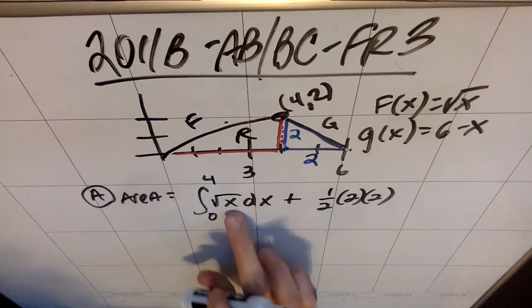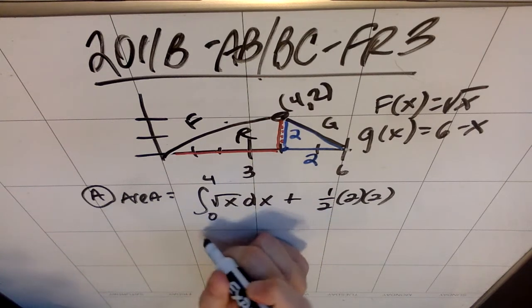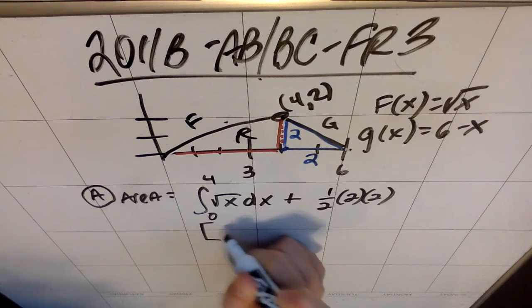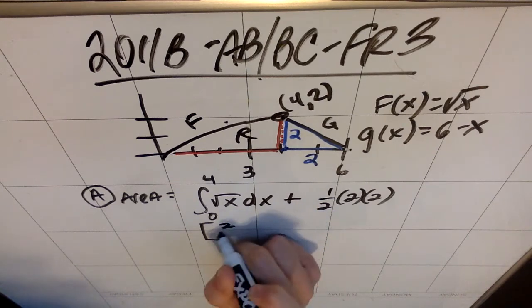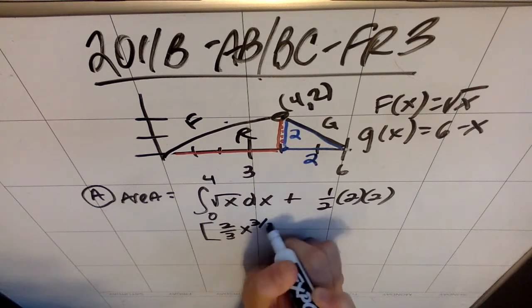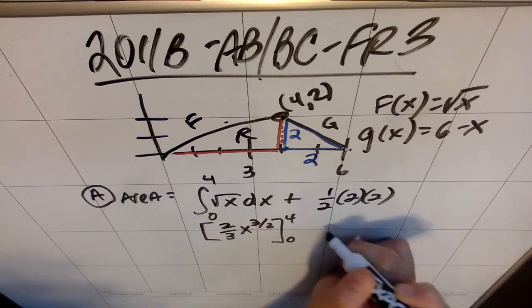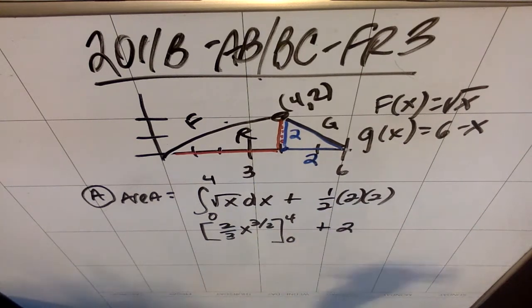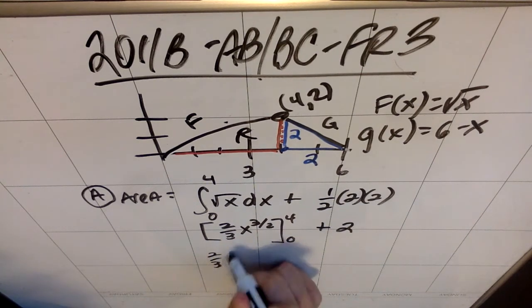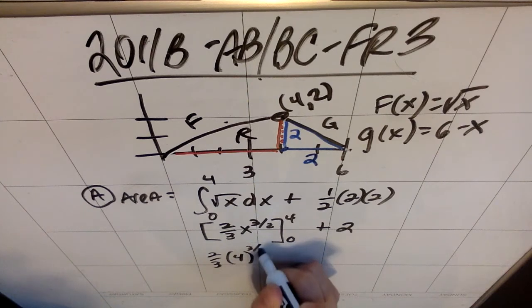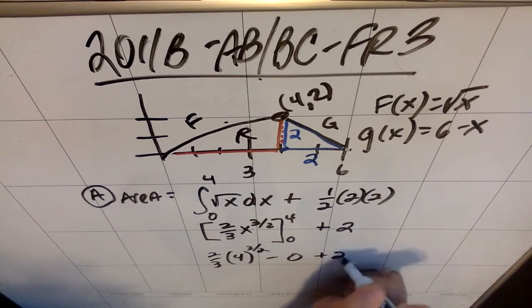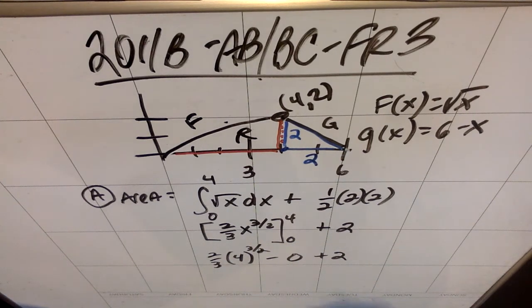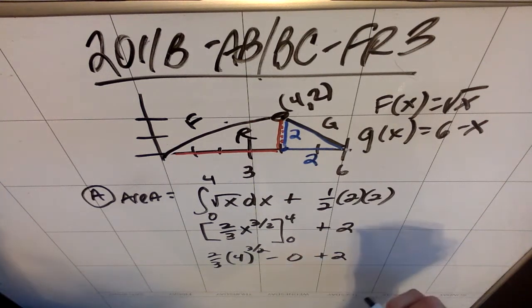So this is actually an x to the 1/2. So when I up the power by 1 and divide by the new power, it becomes a 3/2, and then I times by 2/3, because that's the same as dividing by 3/2, and I'm going to evaluate that from 0 to 4, and that's going to be plus a 2. So I'm going to get 2/3 times a 4 to the 3/2 minus a 0, all plus a 2. So you do need to know how to evaluate a 4 to the 3/2, like it or not. So 4 to the 3/2.